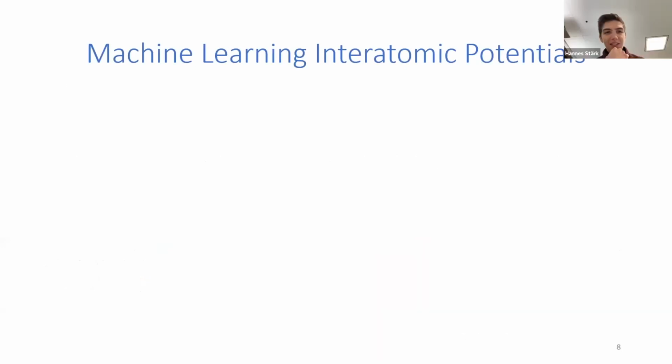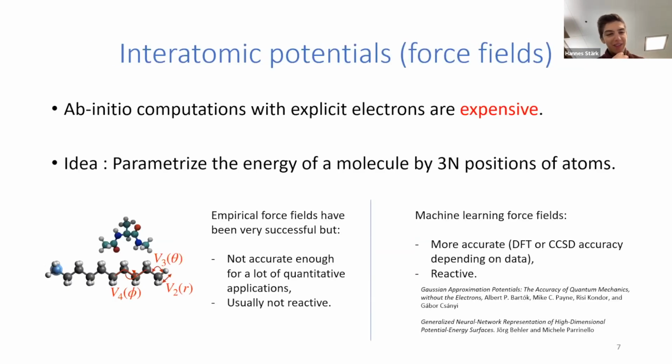Christian is asking, what does reactive mean? Yeah, I can answer that very quickly. In empirical force fields, you have to say a priori, before you do a simulation, which atoms are bonded and which are not bonded. And this is fixed during the simulation, so you can't break or create bonds. Whereas in machine learning force fields, we usually use smooth cutoffs, so your graph topology can change during the simulation as atoms get closer or move further apart from each other.